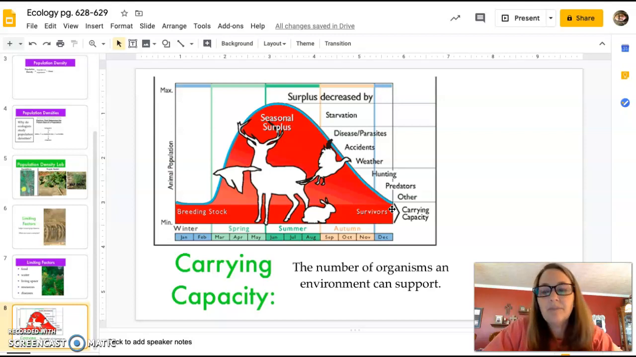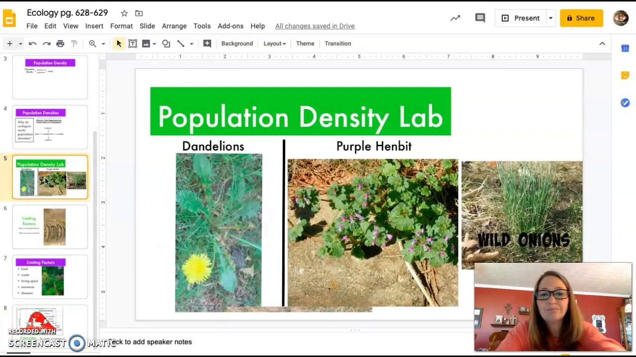Okay, so we've talked about population density, the number of organisms in a certain area. That's what our lab's going to be about tomorrow. And then limiting factors. Without those limiting factors, populations will increase and increase and increase. And when we start to remove these resources, populations are going to decline. Over a long period of time, the base number of organisms that an area can support is known as the carrying capacity. So let's look at our lab tomorrow on how to calculate population densities.